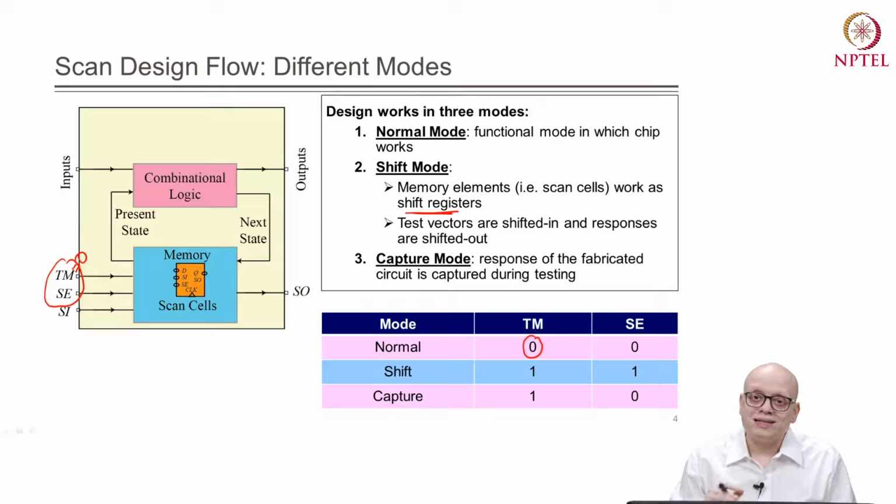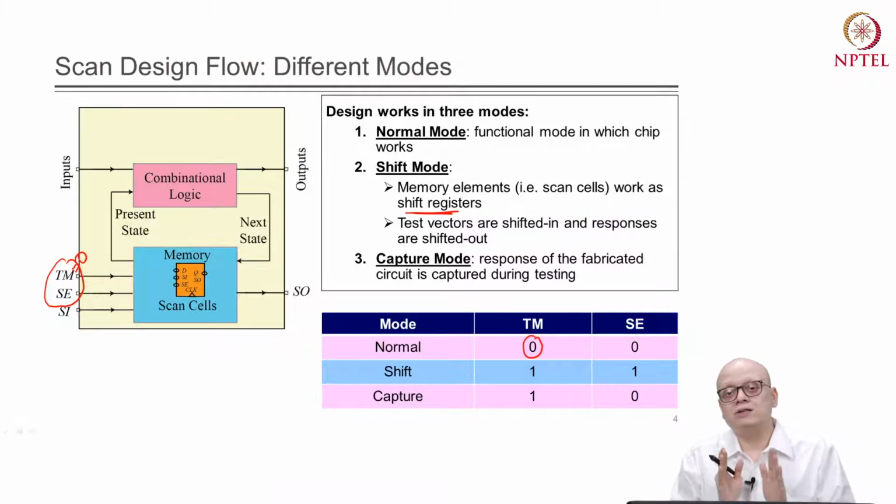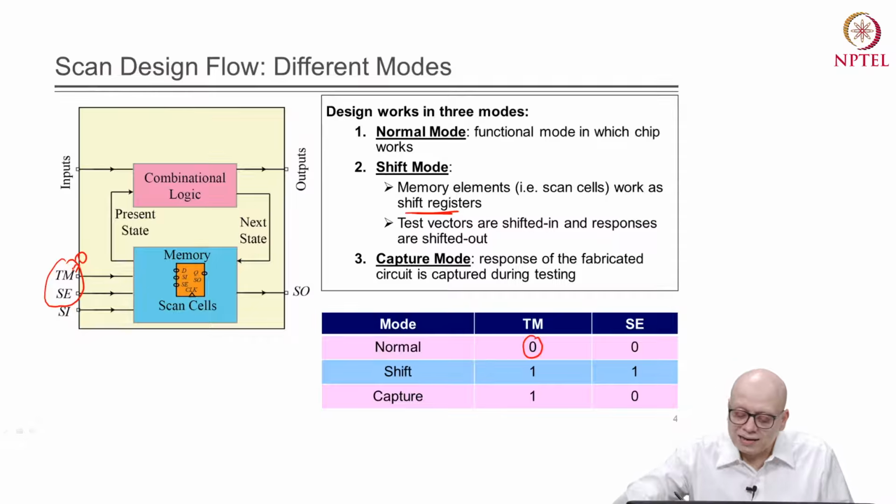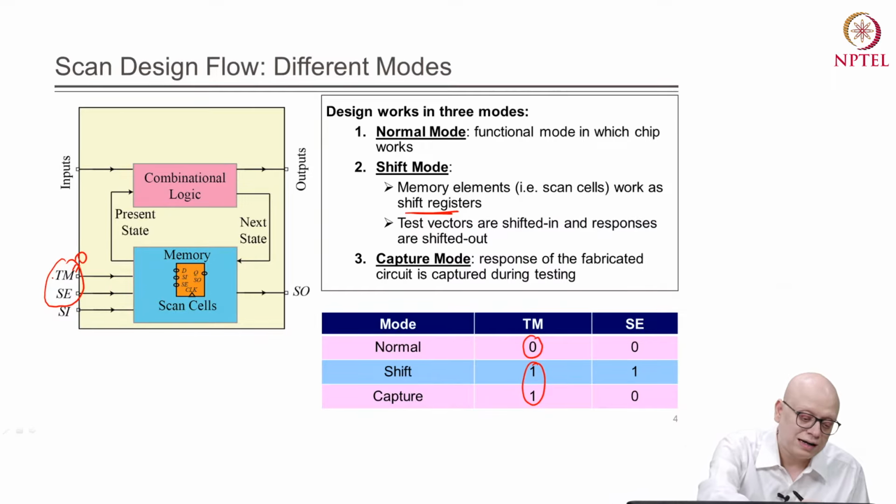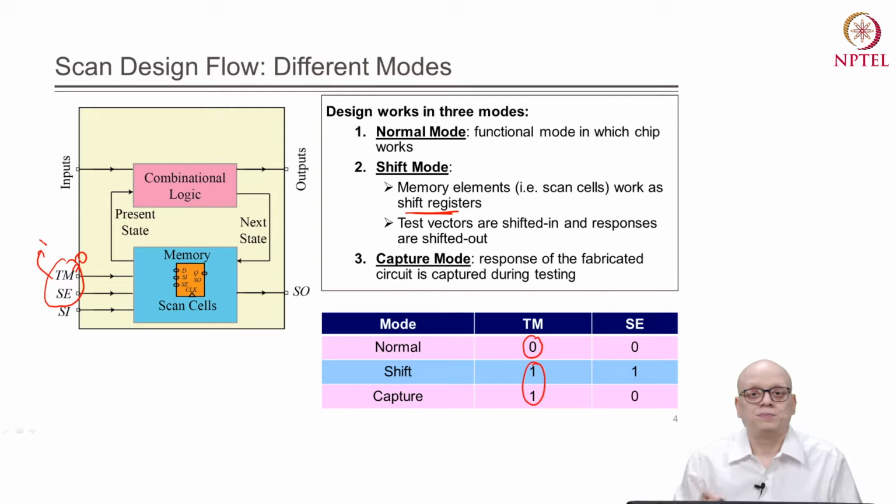When we want to test, that is, in the manufacturing environment, when we have fabricated our die and we are trying to test our IC whether it is working properly or not, then in that case we take test mode to 1, right. We make the signal test mode equal to 1, meaning that now we are testing our chip, right.